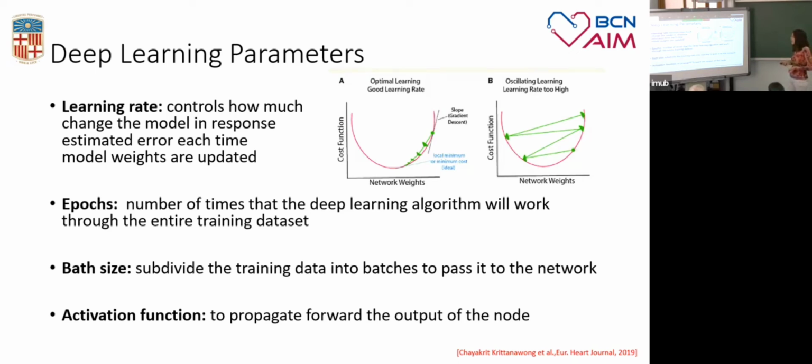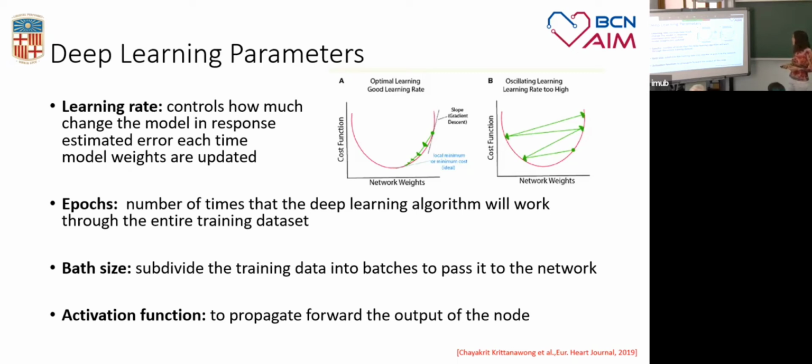Also, the batch size is very important: it divides the training data into pieces to pass to the network, because our memory is limited and we need to control the information held in memory. But this parameter, unlike the other ones, does not affect the accuracy.